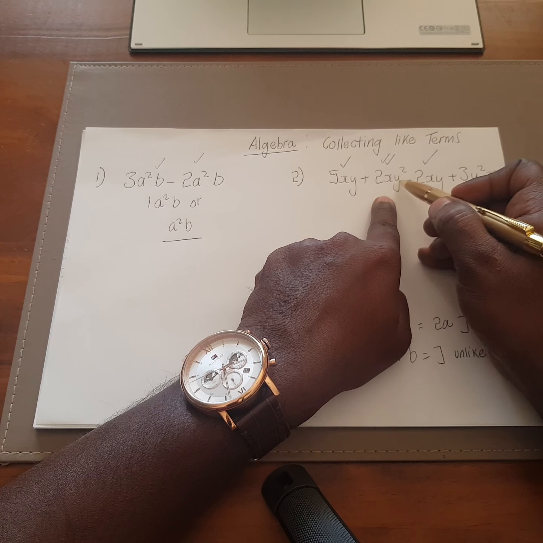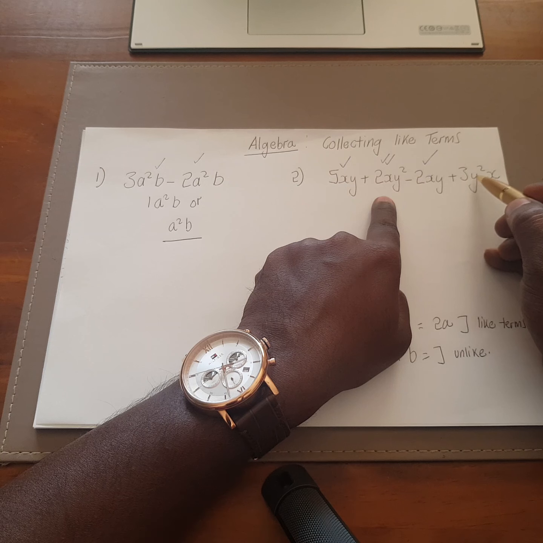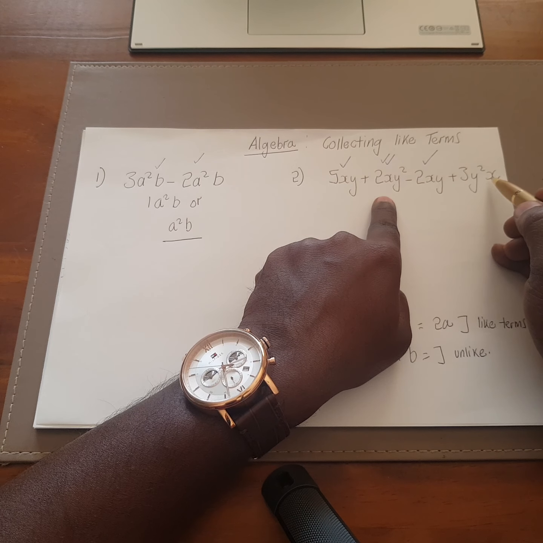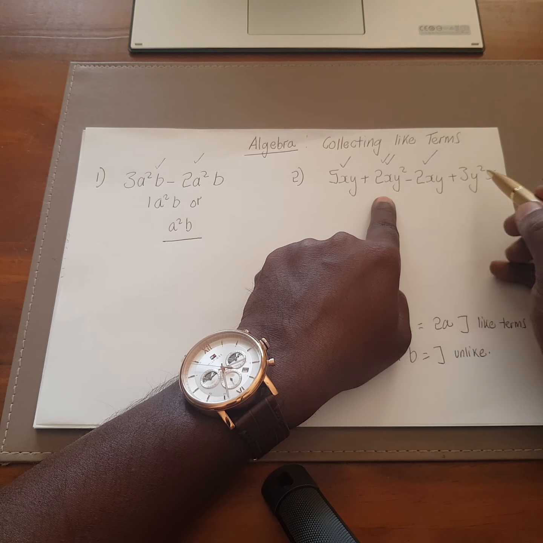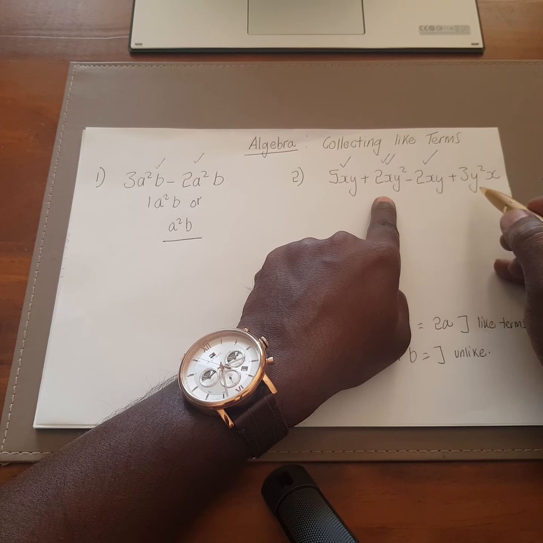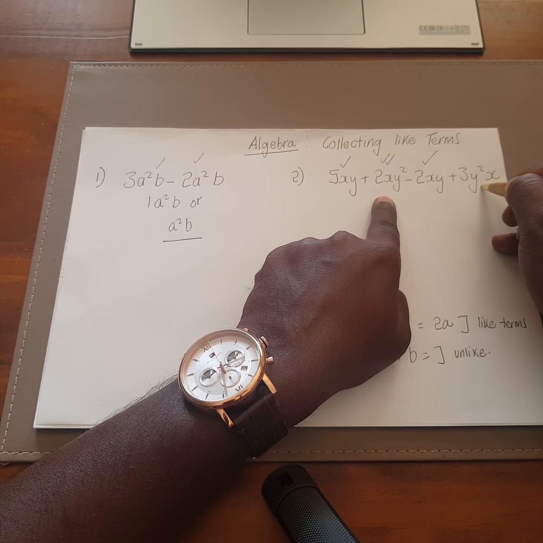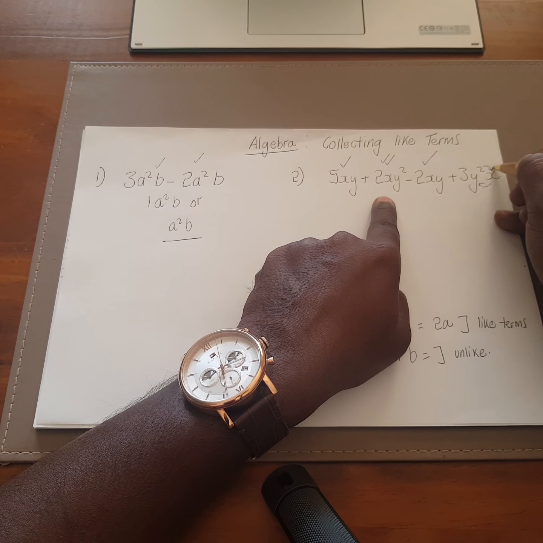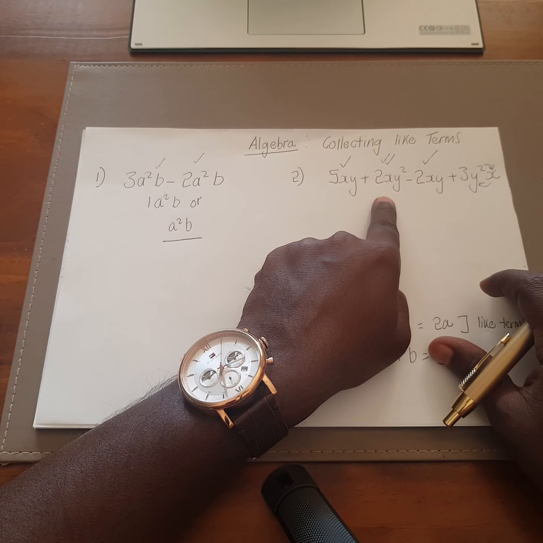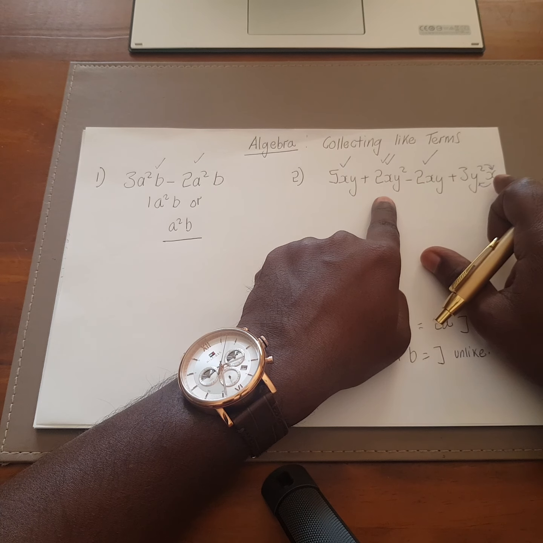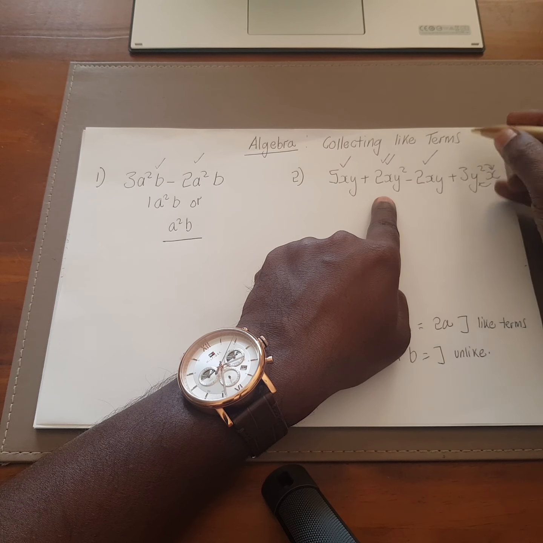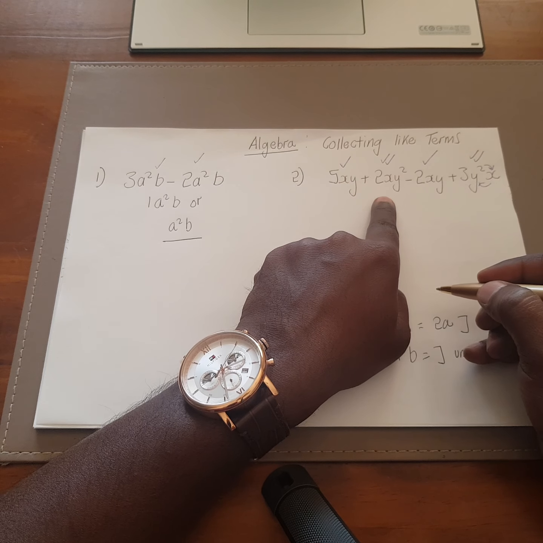So if you look at xy squared and you look at y squared x, that technically is a question aimed at confusing you. They want you to think that xy squared and y squared x are not the same thing, when in effect they are the same thing. We've just purposely swapped the letters to confuse you, because that's the same as yx squared. So therefore, these two are like terms.